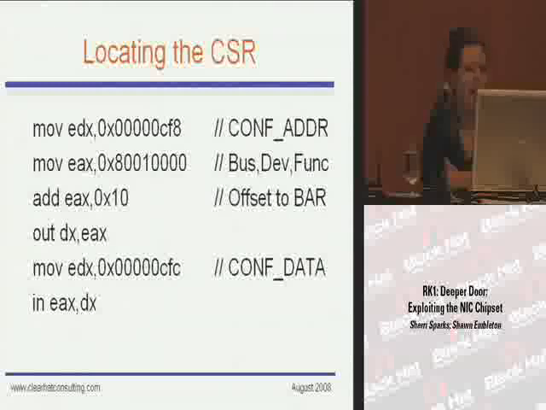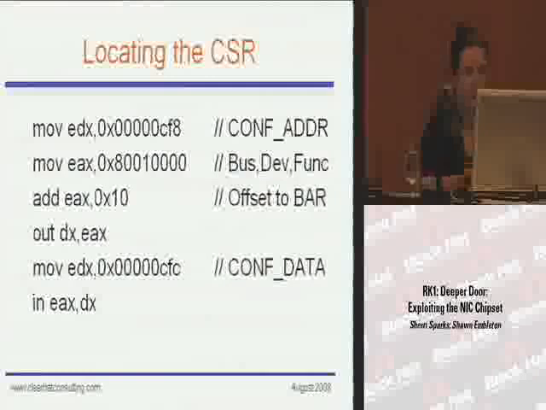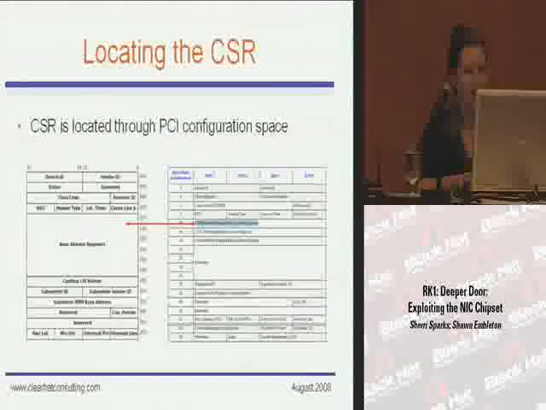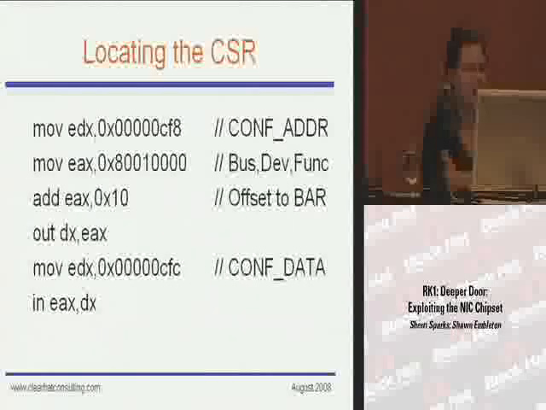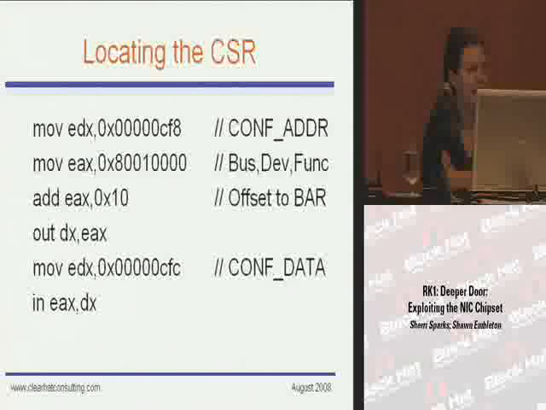Here we load the port CF8 into EDX. That's our configuration address register. We load our bus, device, and function number, which is going to identify the location of our network card in the PCI configuration space. We move that into EAX. We add 10 because that is the hex offset that you saw in the previous diagram, which is going to point to our CSR memory map base address register. So we're going to add that offset to EAX.